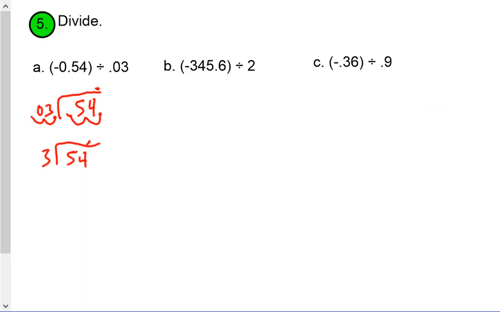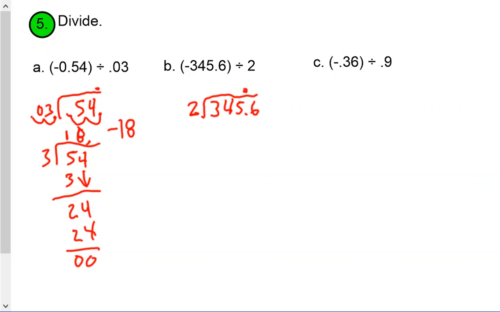How many times does 3 go into 5? One time. 5 minus 3 is 2. Bring down the 4. 3 goes into 24 6 times. And then we get 24. And we are zeroed out. I'm sorry, 3 goes into 24 8 times, not 6 times, so this should be an 8. And our answer would be a negative 18. Negative 18.